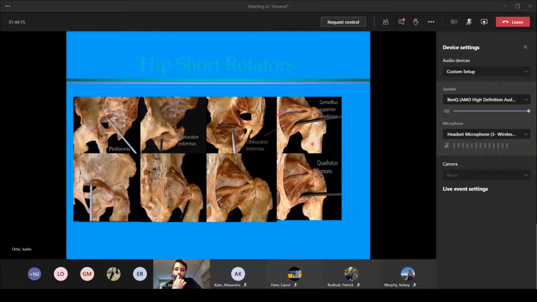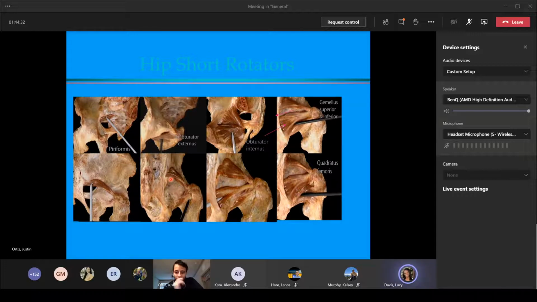Is that picture a posterior view? Yeah, this picture right here is a posterior view. No, the second picture of obturator externus. Oh, this one right here? Am I looking posterior? Yeah, these are going to be posterior. So yeah, this is going to be a posterior view.